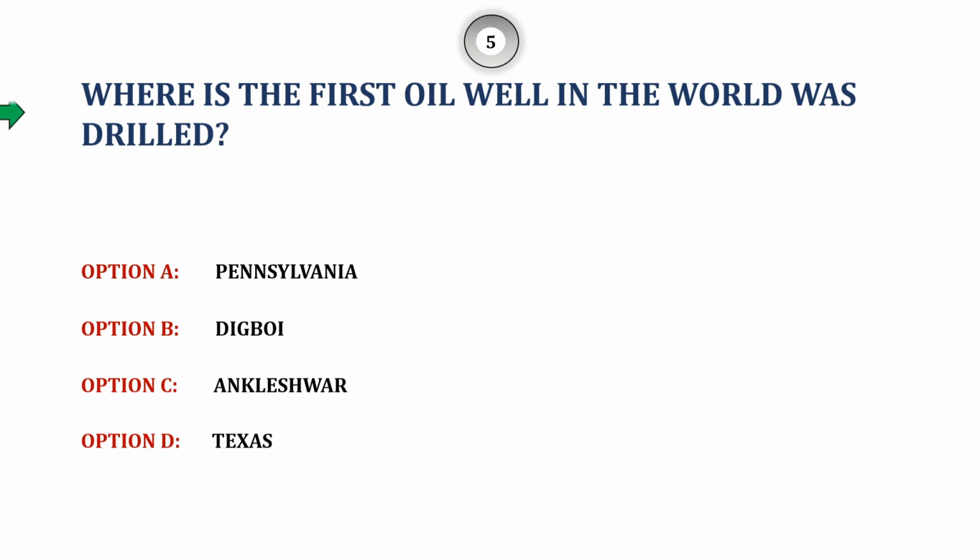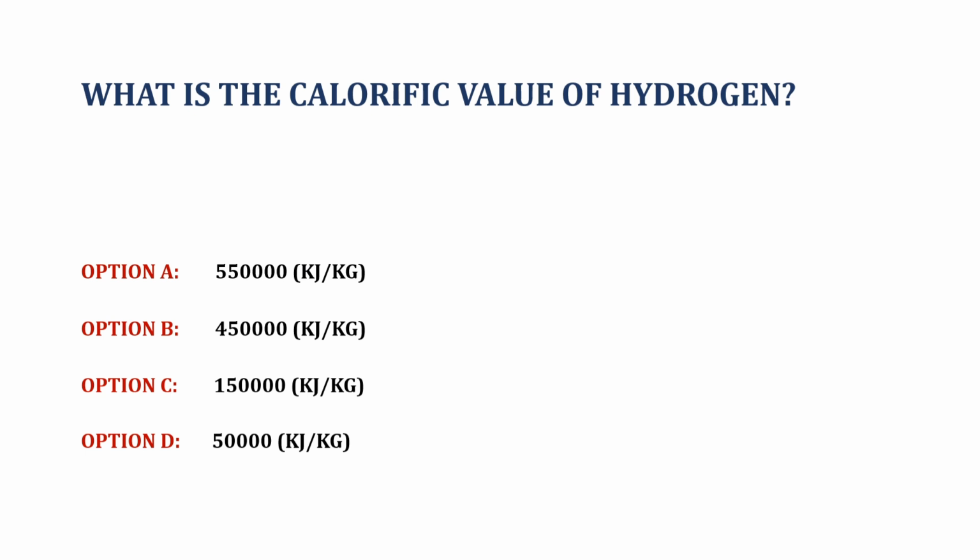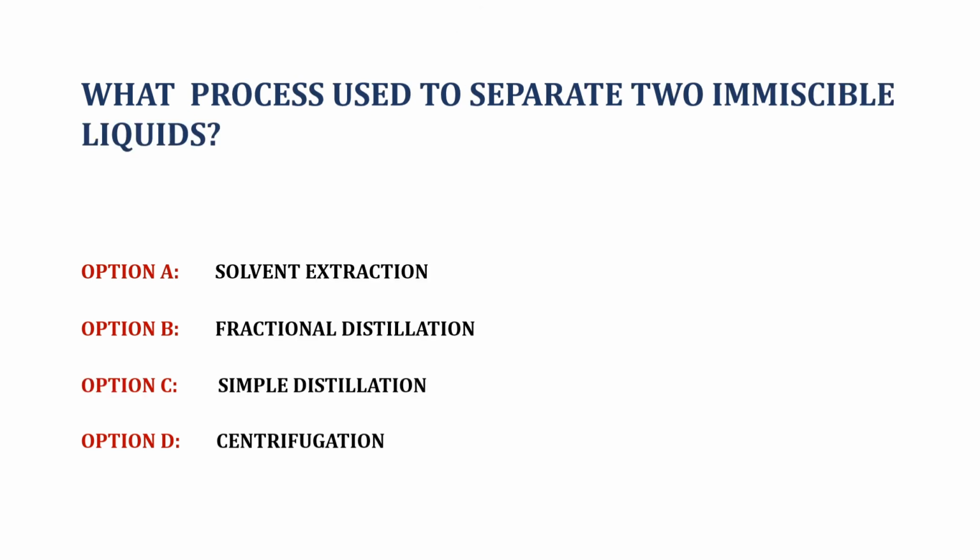Option A, Pennsylvania. What is the calorific value of hydrogen? Option C, 1,50,000 kilojoule per kilogram. What process is used to separate two immiscible liquids? Option A, solvent extraction.